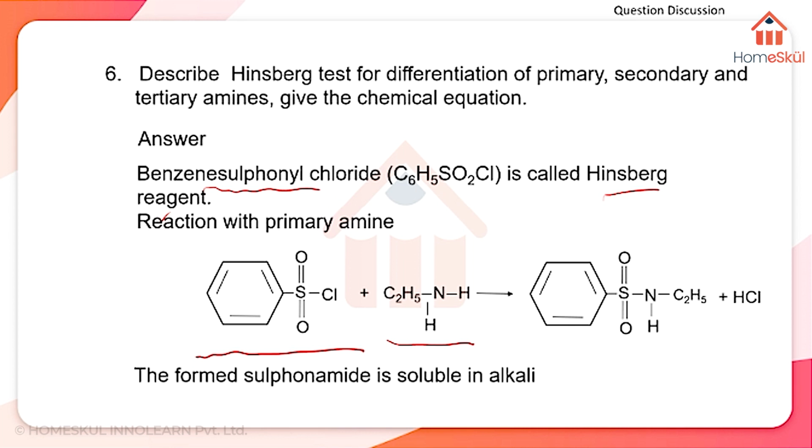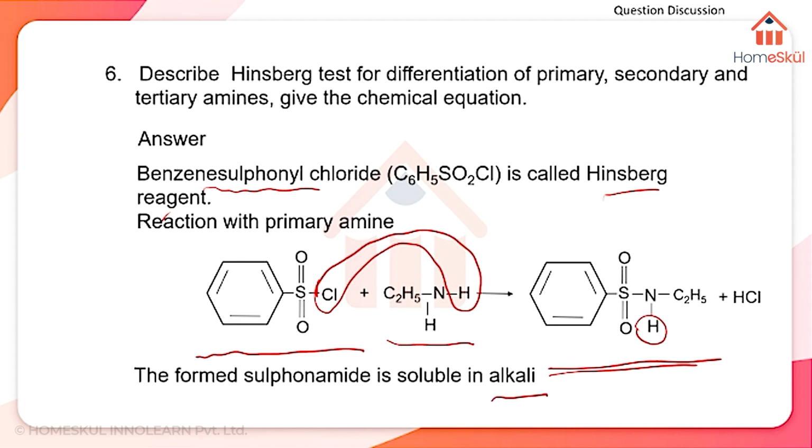You can see this Cl and H goes off like HCl. And this nitrogen gets connected to the sulfur and you get a product like this. Now you can see the nitrogen has a hydrogen here. This hydrogen is acidic. So this product is soluble in alkali.